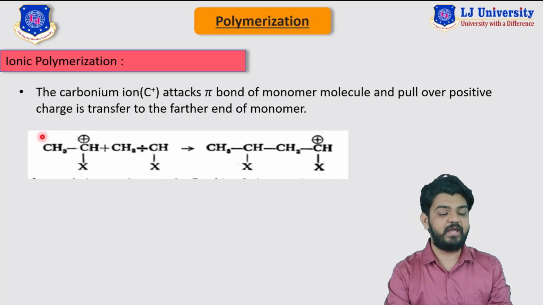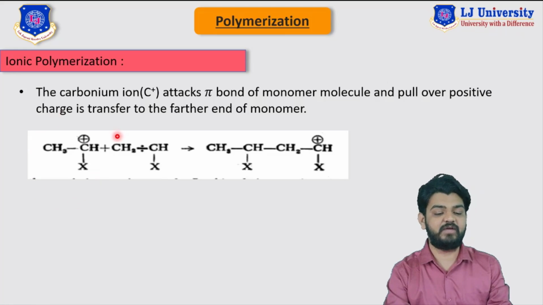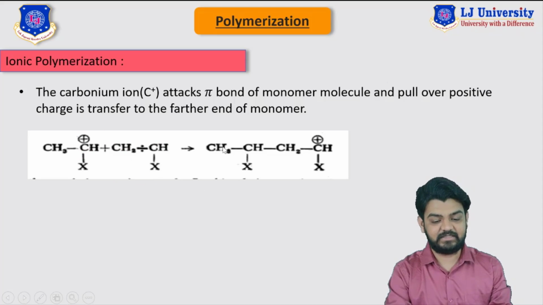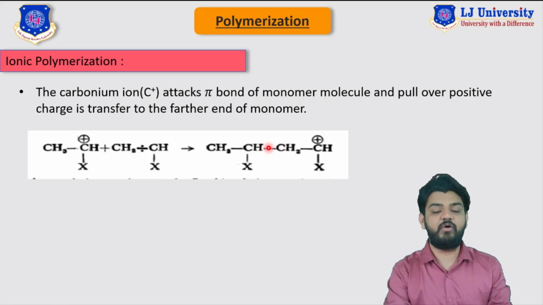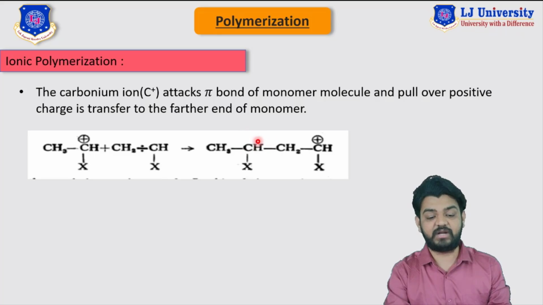You can see that we have one carbonium ion which is in contact with the same monomer which has a double bond. Particularly, this is the sigma bond, and these two dots are nothing but your pi bond. So when this ion attacks this monomer, it will form a sigma bond like this. You can see that here we have formed one sigma bond, and this charge is now transferred to the last carbon atom.